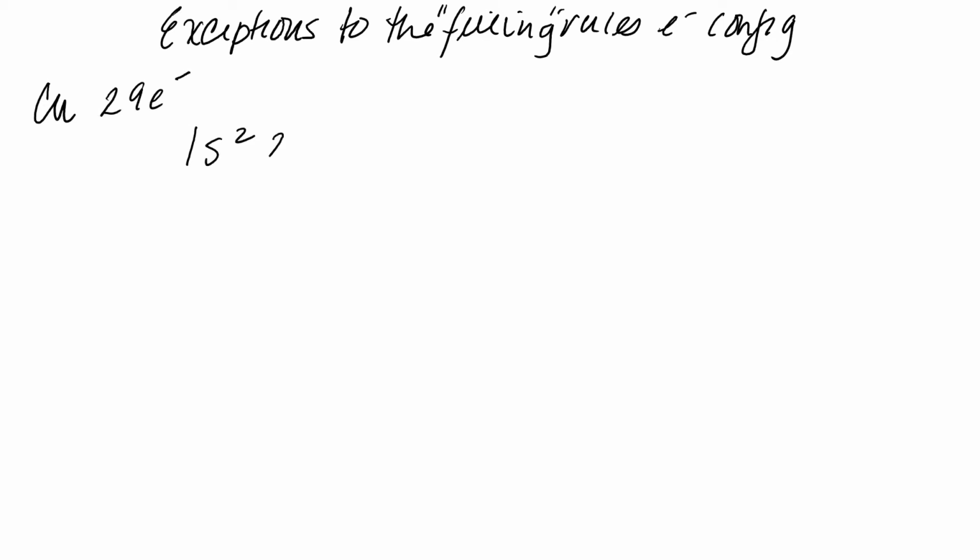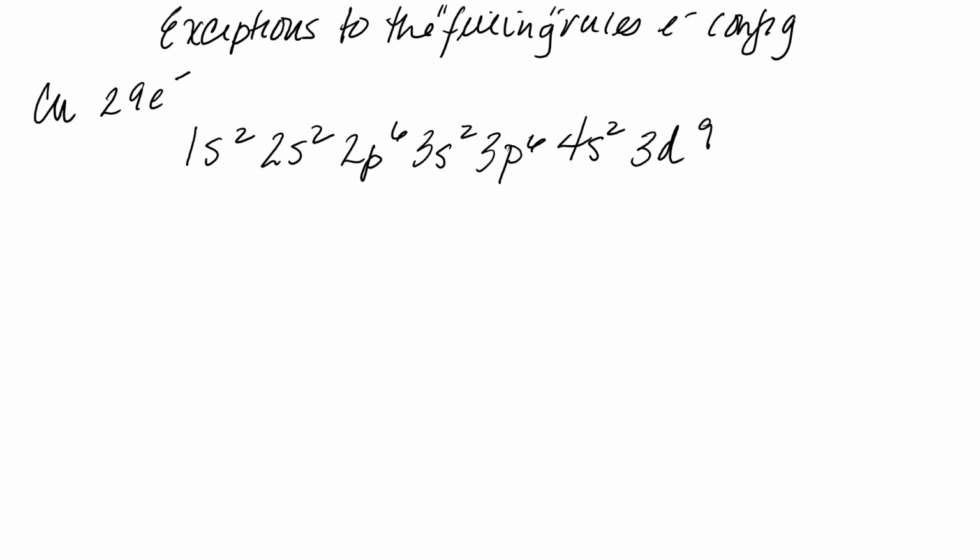whose configuration we would, if we were following the rules we've discussed thus far, look like this. 4s2, 3d9. However, copper is one electron away from a full d subshell, and there is a special stability associated with having a full d subshell. So this is not the correct configuration for copper.